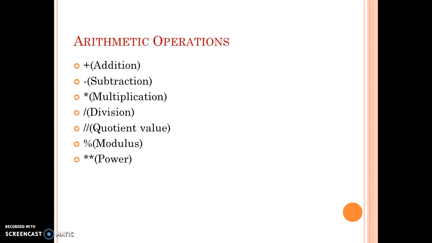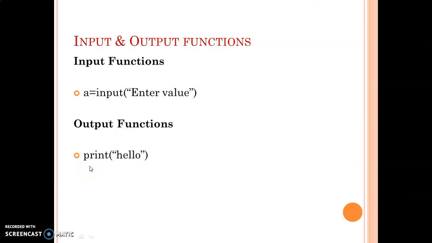So coming to arithmetic operations, now I am telling about the basic things. The basic arithmetic operations are addition, subtraction, and multiplication. Division gives floating point values. If you want an integer value, that is, retrieving the quotient, you use the double slash. If you want to retrieve the remainder, you use the modulus operator, and for calculating power you use the double star.